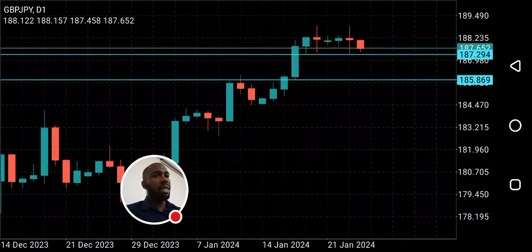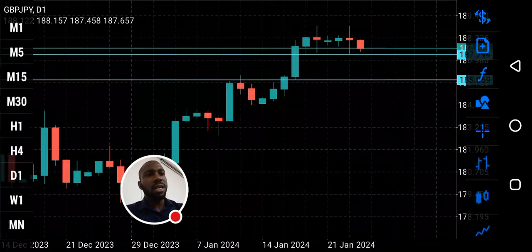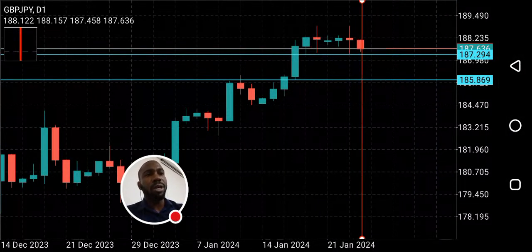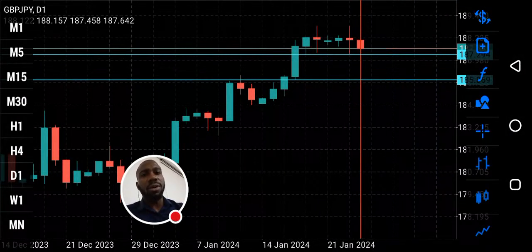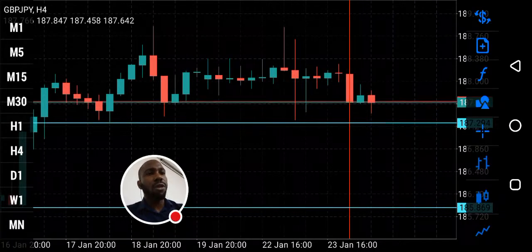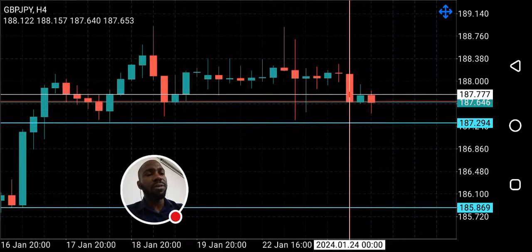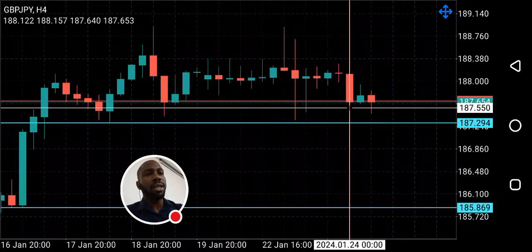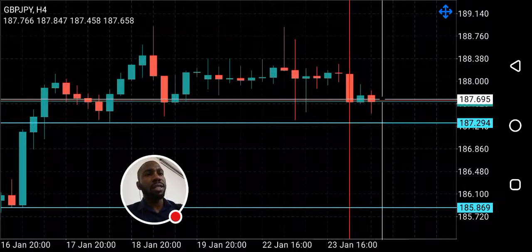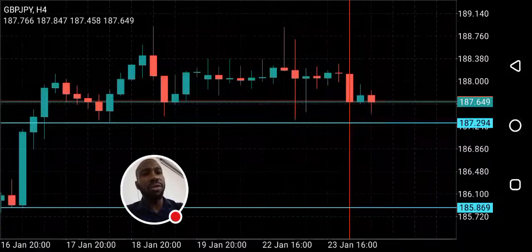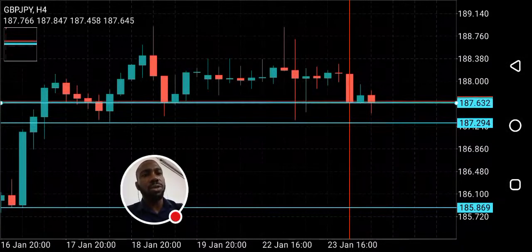GBP JPY is bearish. We cannot buy GBPJPY with the setup we have on the charts. You can see yesterday closed as a bearish spinning top. So let's go down to 4 hour. On 4 hour we had a doji, and the next candlestick closed as an engulfing candle, so what we have here is a bearish engulfing pattern. You can see that engulfing candle closed below, I think, this previous support. Can you see that?